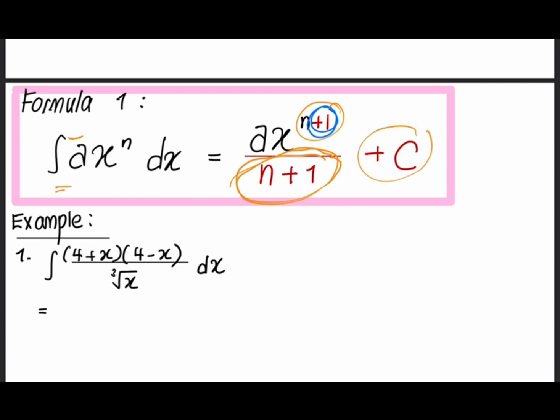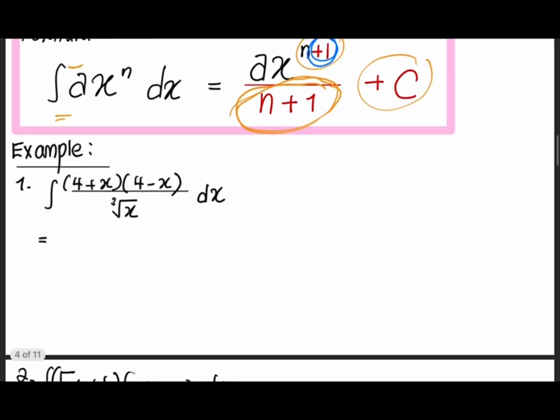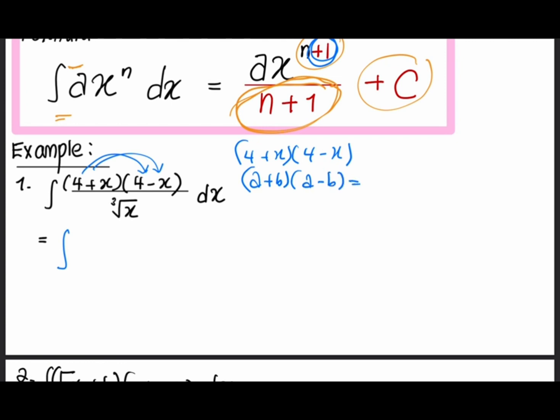So let's solve this example. Let's say I have (4 plus x)(4 minus x) over the cube root of x. If I want to solve this question, you must expand it for ease. So if you expand it, I will separate part by part. Here (4 plus x)(4 minus x) is equivalent to (a plus b)(a minus b), so you will get a squared minus b squared, right? So we get 4 squared minus x squared, which is actually 16 minus x squared.